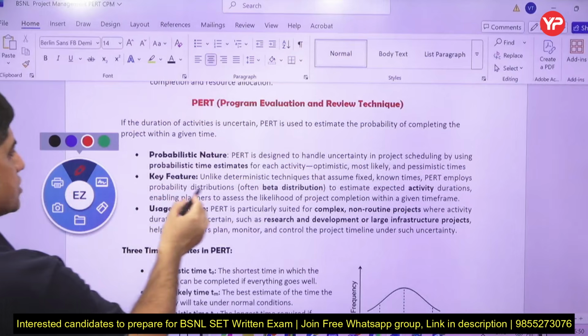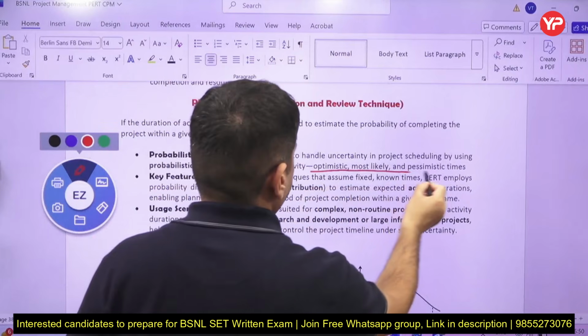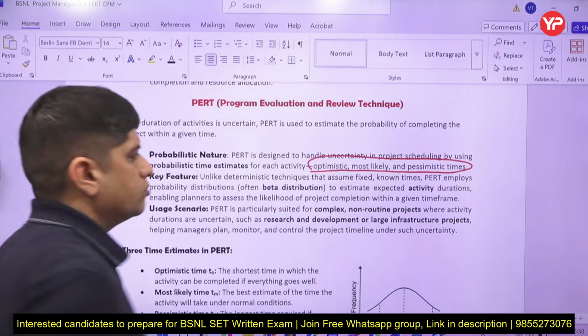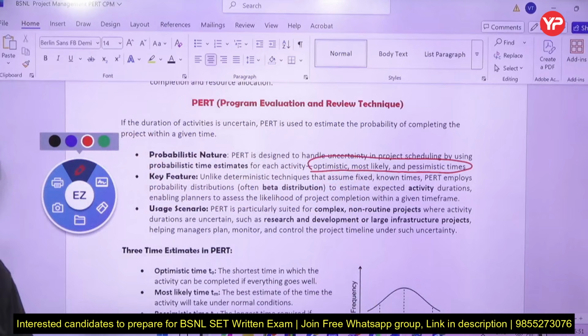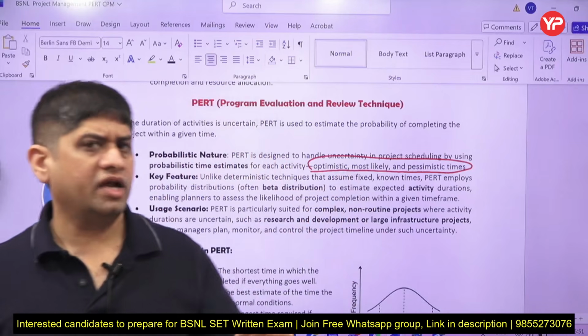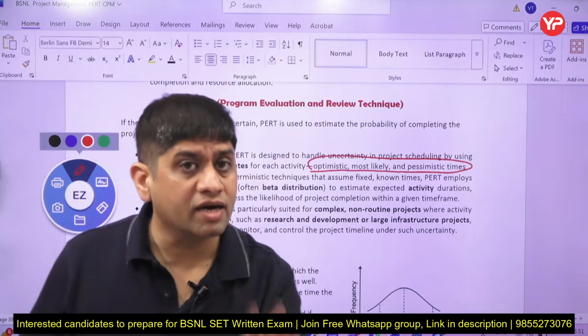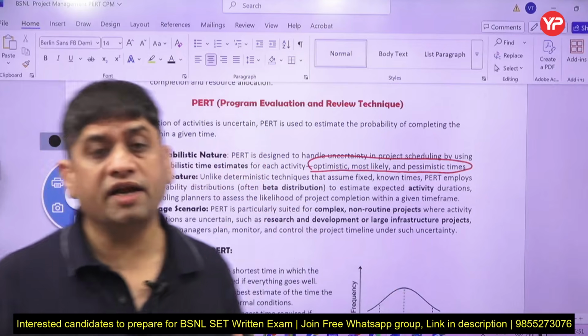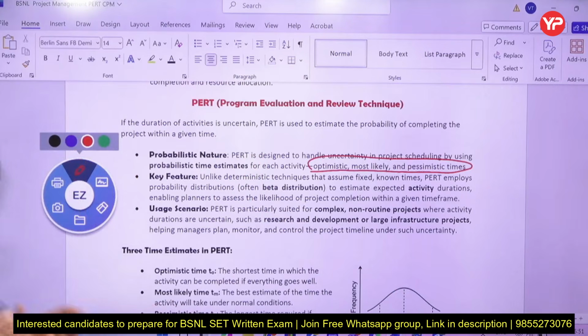So time durations we don't know, so we take three times: optimistic time, most likely time, pessimistic time. We don't know the time, so we apply probability theory. We make use of probability theory and accordingly calculate the time. So unlike the diagram which I gave you, where the time for every activity was given, in PERT you are given three time durations: optimistic time, most likely time, pessimistic time.